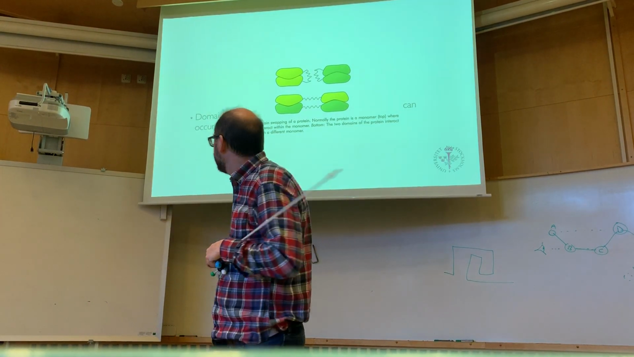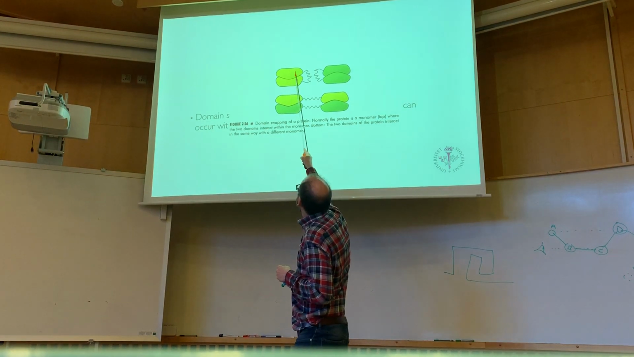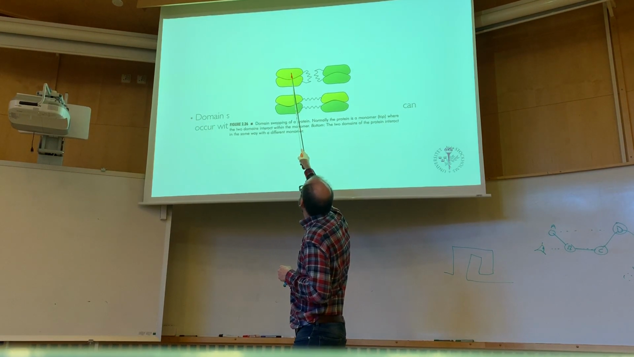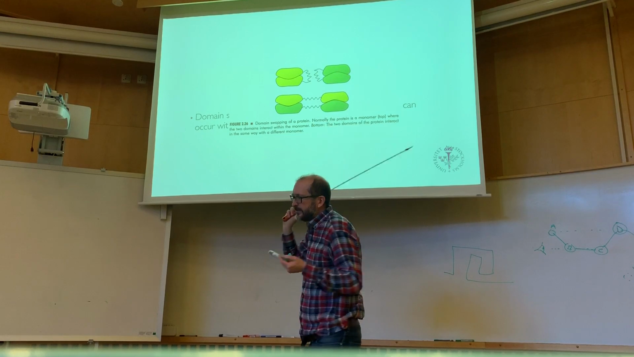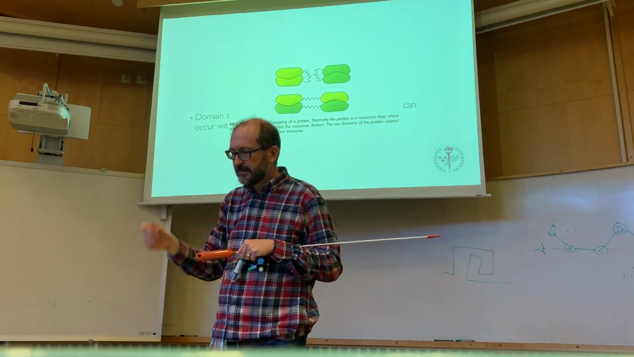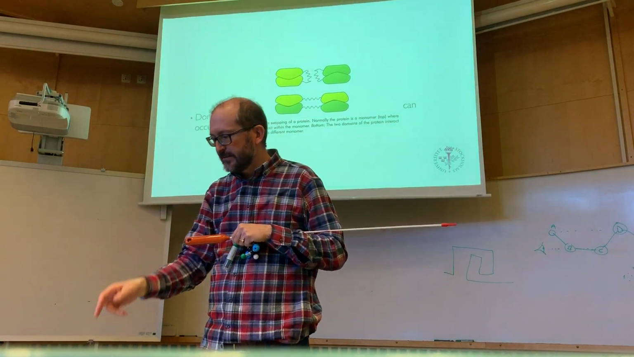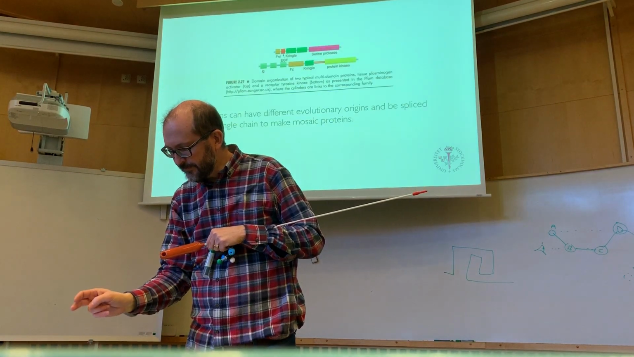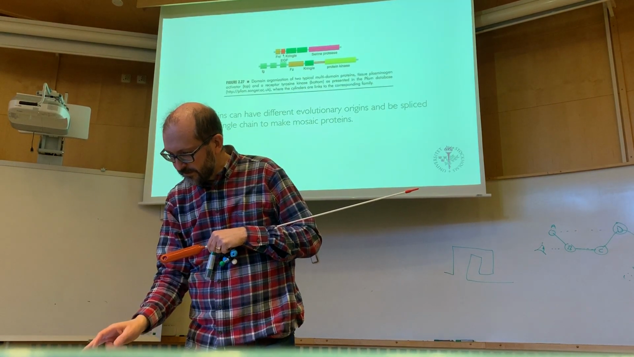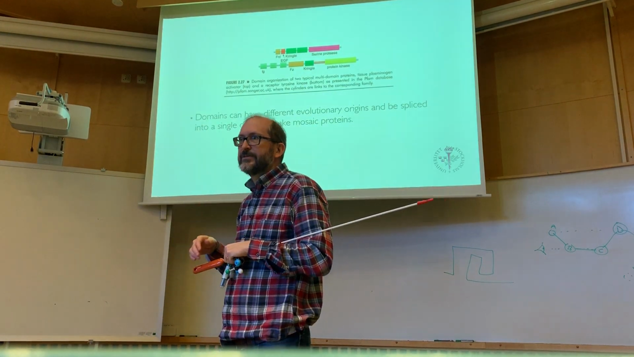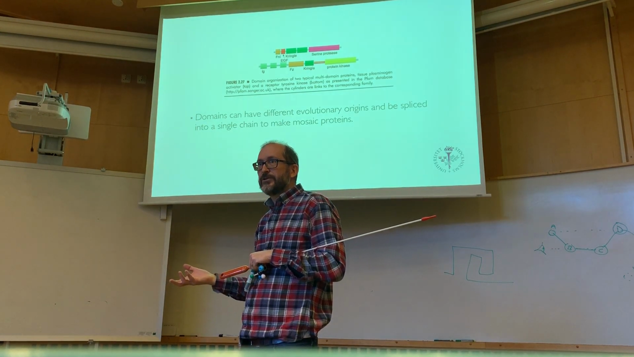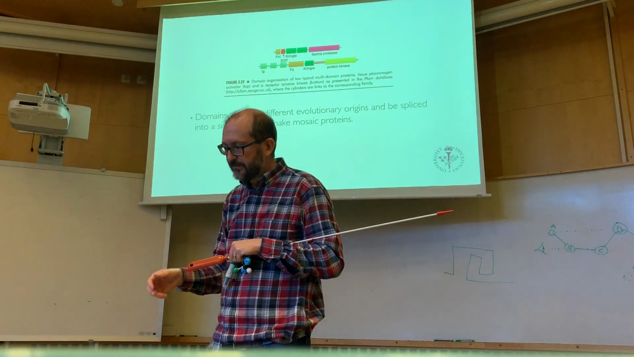This is domain swapping, so this means that you can have A interacting with B, but maybe B can just as easily interact with an A of another residue. And then this has consequences sometimes for things like amyloids and so on. Domains can have different evolutionary origins, so they can be the results of a gene fusion.